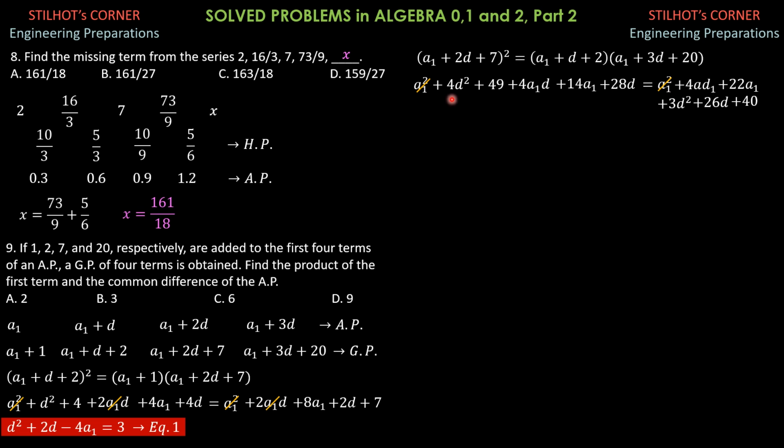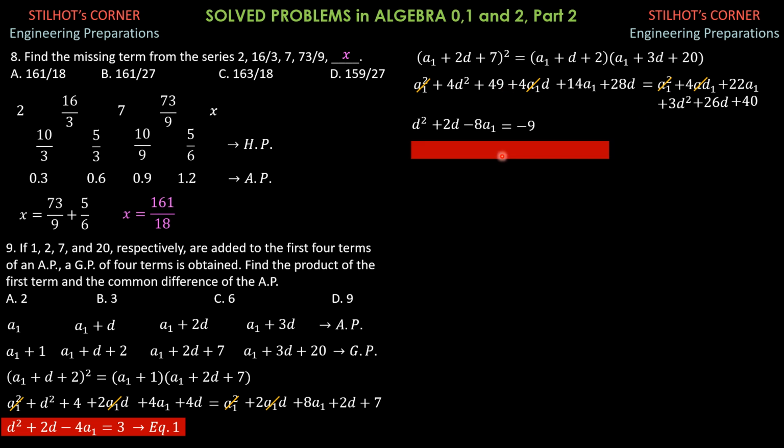Then 4D squared minus 3D squared is D squared. You can also cancel 4A1D and 4A1D. So we have D squared, then 28D minus 26D is plus 2D. Then 14A1 minus 22A1 is minus 8A1. Then equals 40 minus 49, negative 9.